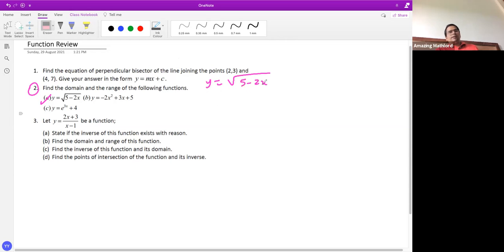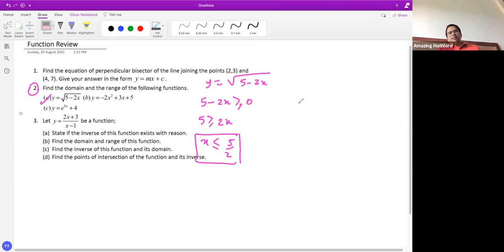So root of 5 minus 2x is basically a square root function, and so 5 minus 2x must be greater than or equal to 0, because inside the root it must be 0 or above 0. So when you do that, you get 5 is greater than or equal to 2x, and you eventually get x is less than or equal to 5 over 2. So that's the domain of this function.